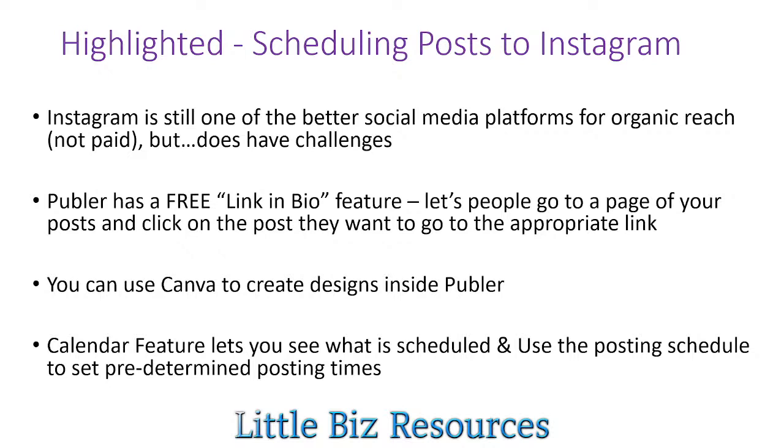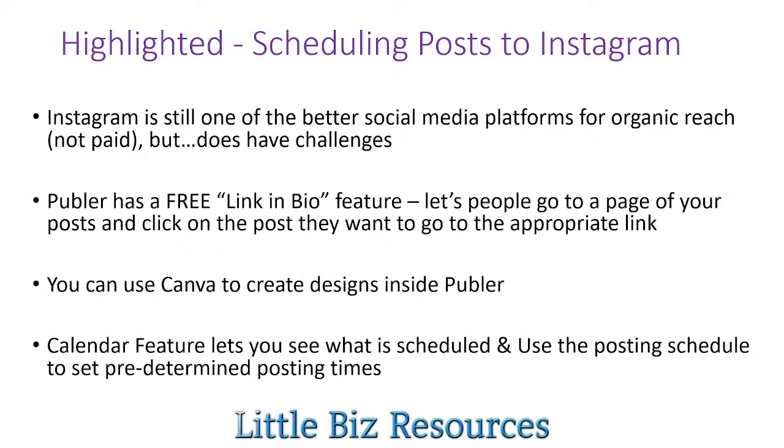So what you do is when you have an Instagram post, when you're scheduling it through Publer, you would say, hey, this is where they would go. I'll show you a little bit how to do this. So when they click on the link in the bio, it goes to a page of all of your posts. They can click the post that they want to go to and it takes them to the appropriate link. It's really cool. I'll show you how it works at least. I may not show you how it posts because I have it set up to do Pinterest first. So anyway, it lets people go to a page of your posts and click on the post they want to go to the appropriate link.